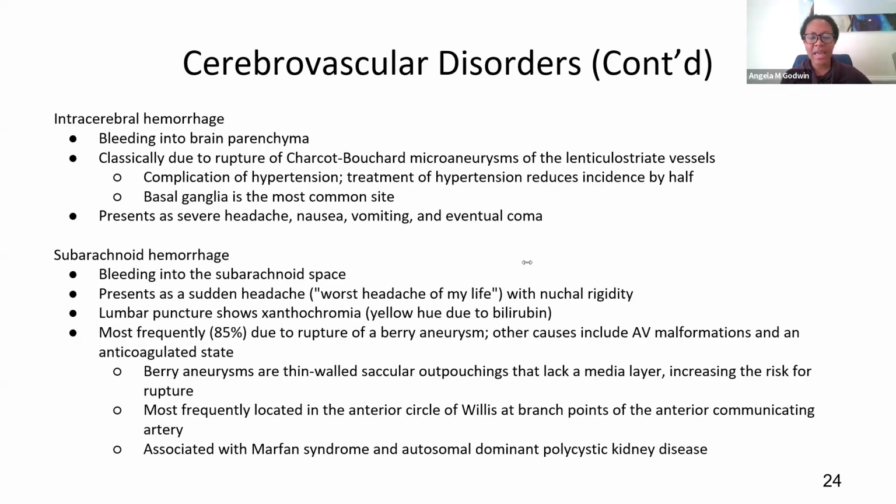In a subarachnoid hemorrhage, you're going to see those changes within the cerebrospinal fluid. If there is a bleed there, frequently, 85% of the time, it's due to rupture of a berry aneurysm. I'm going to show you on the next slide where that is. Other causes could be an arteriovenous malformation.